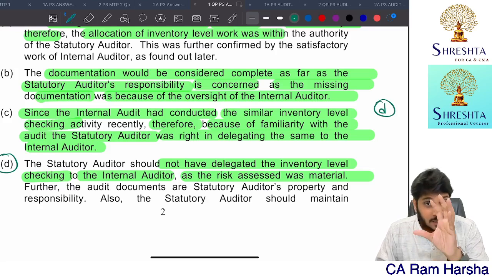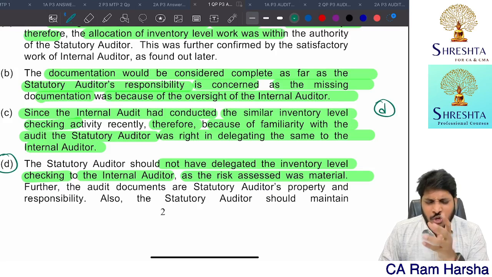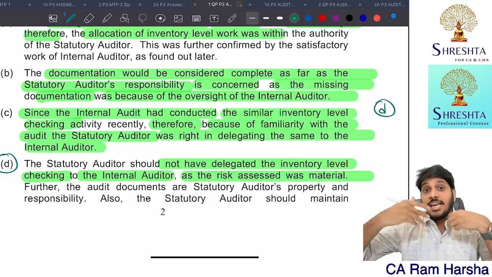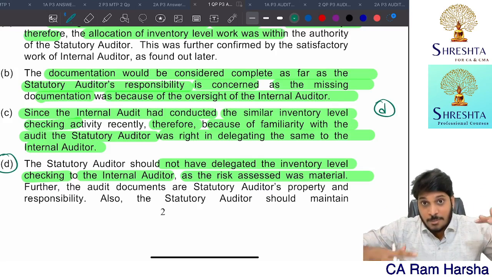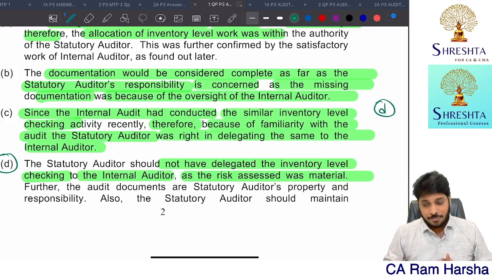Using the work of the internal auditor, there is one concept. The statutory auditor, the external auditor, must use less of the work of the internal auditor and perform more of the work directly in an area where the risk of material misstatement is high. There is an exact sentence. So that is what they tested here. That's it.